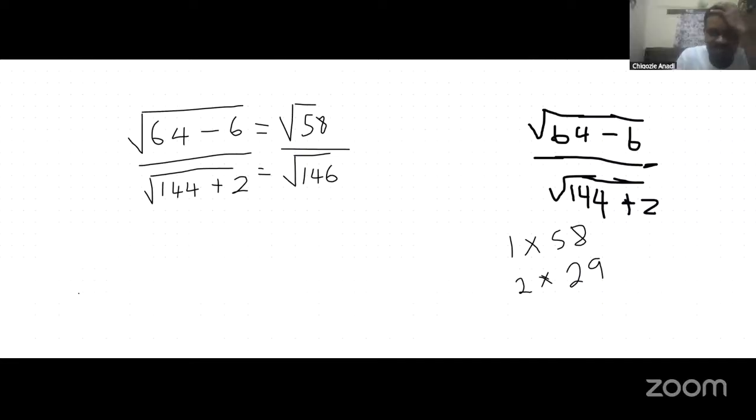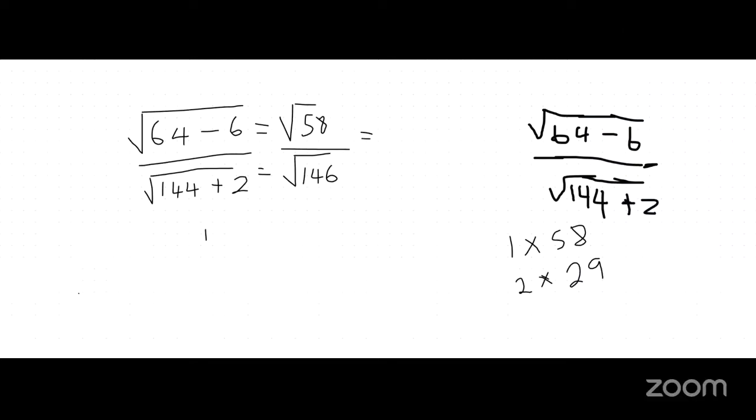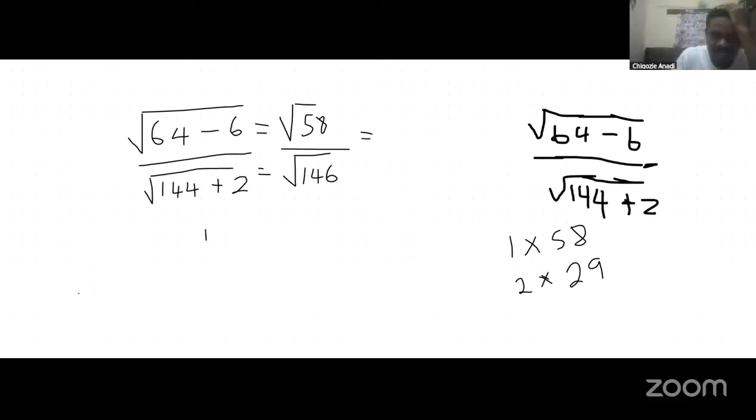But if you look at these factors of 58 now, this is going to be written as root 2 times root 29. I can write it this way. Are you seeing this?